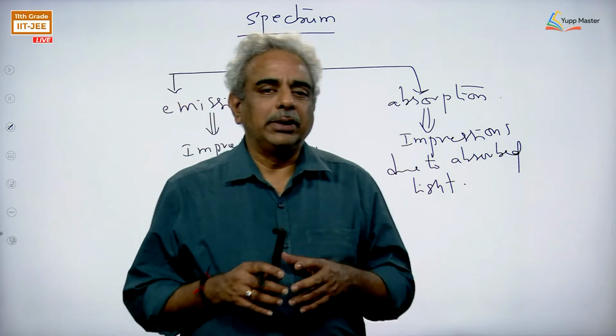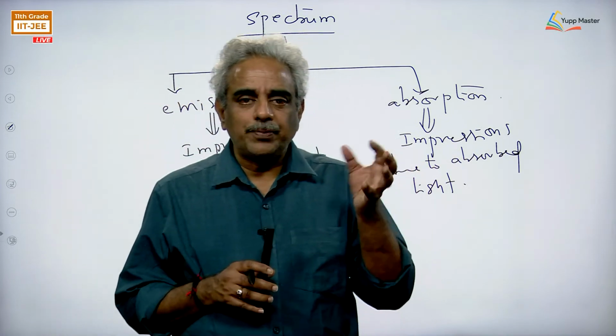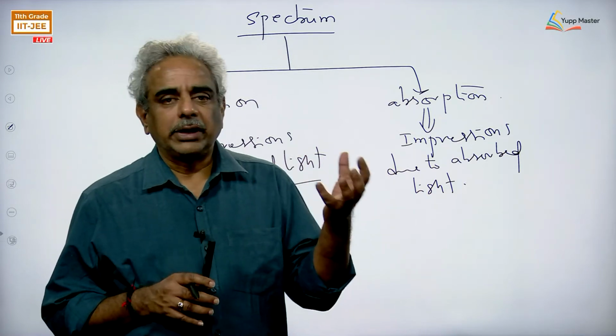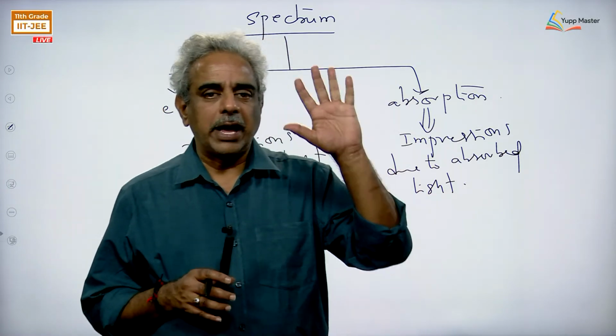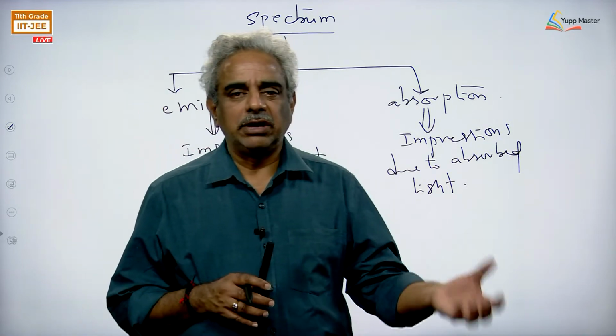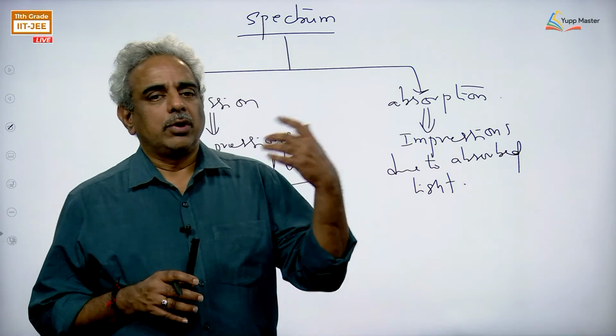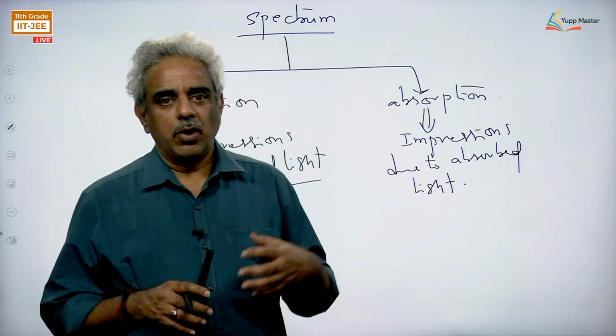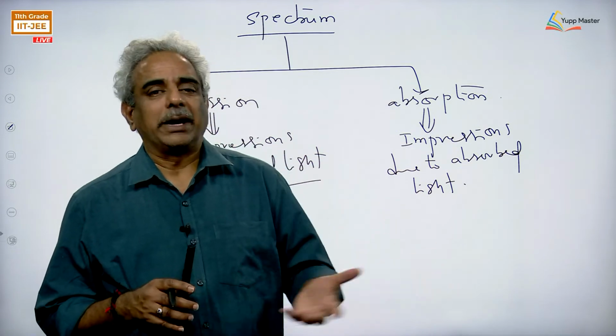What do you mean by sample? The substance whose spectrum you are taking is a sample. You would like to take a sample and get its spectrum. I want to get an iron spectrum. I want to get a gold spectrum. I want to get a silver spectrum. I want to get a sodium vapor spectrum. I want to get a carbon dioxide spectrum. I want a benzene spectrum, an ethanol spectrum.